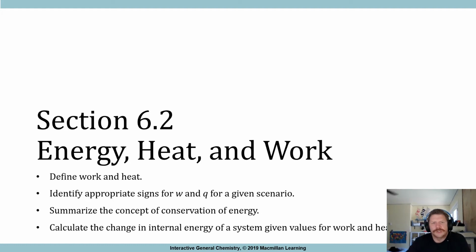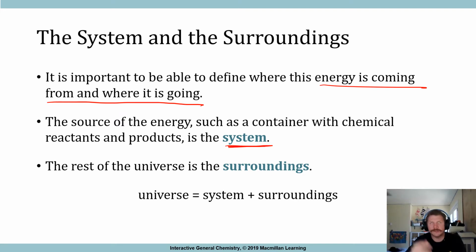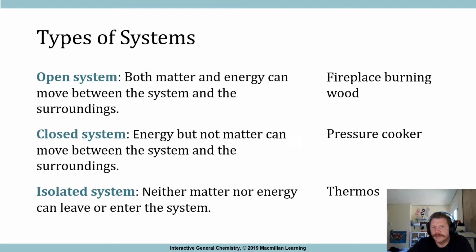All right, here we are, section 6.2, energy, heat, and work. In any sort of system, or any sort of problem, we need to define the system and the surroundings. It's important to be able to define where the energy is coming from and where it is going. The source of the energy, such as a container with chemical reactants and products, is known as your system. The rest of it, well, surroundings. So the universe is comprised of a system and its surroundings.